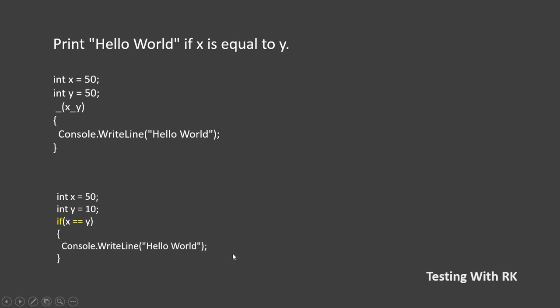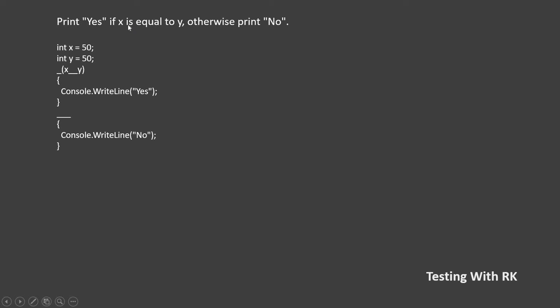Okay, brilliant. Next question. Print yes if x is equal to y, otherwise print no. So int x equals 50, int y equals 50. If x is equal to y, we want to print yes. If not, we want to print no. Okay, pause the video, write down your answer. When you're ready, play it again. So the answer is if x is equal to y, it will print yes, else it will print no.